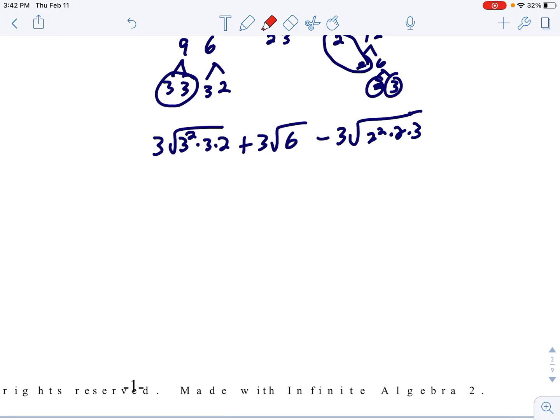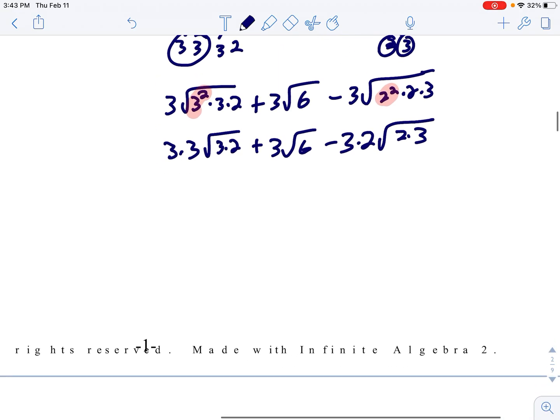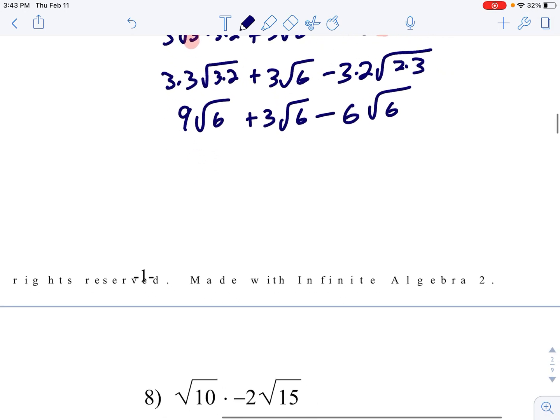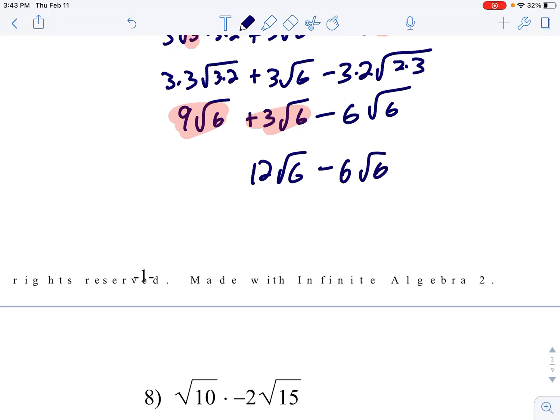So what happens? I can simplify that. It gives me 3 times 3 square root of 3 times 2. Bring this down. Minus 3 times, okay, 2 squared. I can bring out a 2. And then that 2 times 3 stays inside. That gives me 9 square root of 6 plus 3 square root of 6 minus 6 square root of 6. All three of these are like terms. So 9 plus 3 is 12 radical 6. And then 12 minus 6 is 6 radical 6.